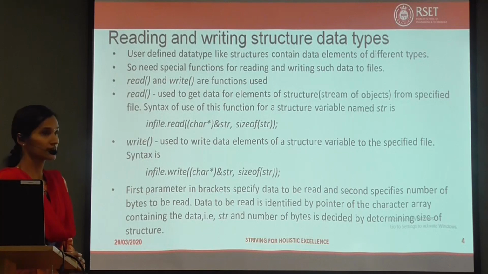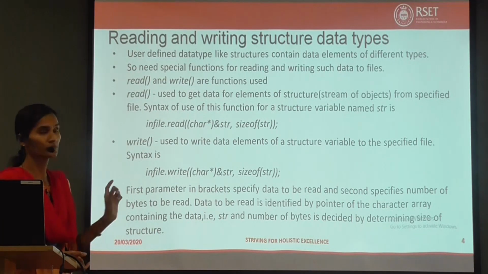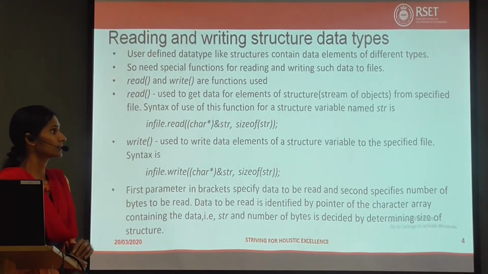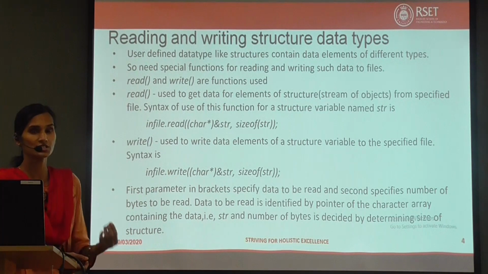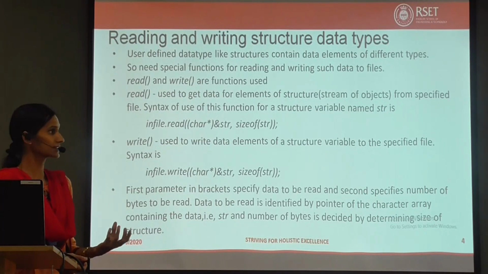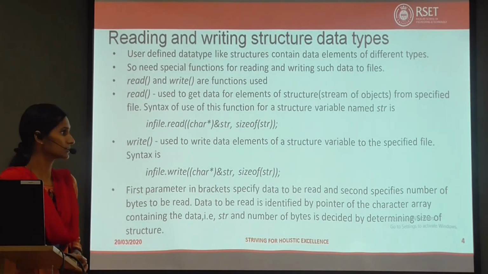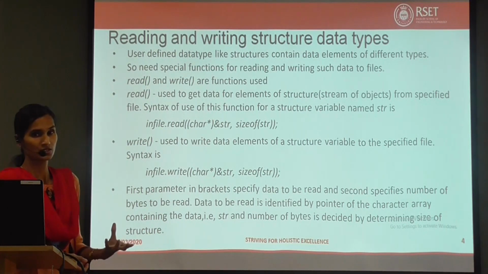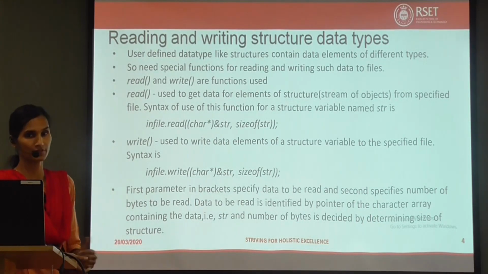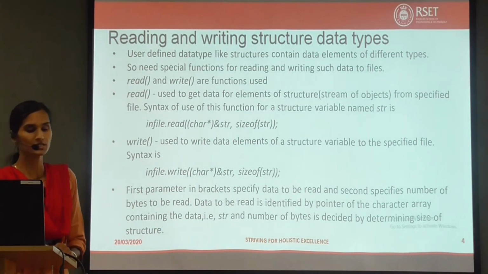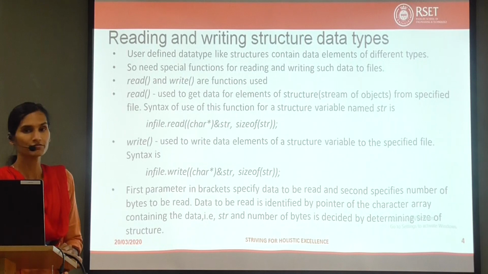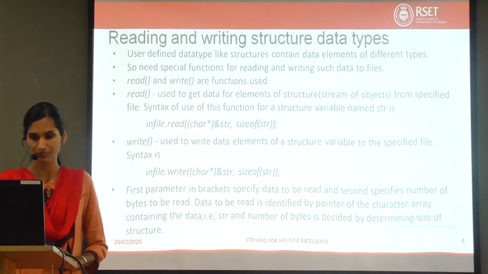So char star and ampersand str, the first argument inside the parenthesis of infile.read, stands for the pointer which points to which structure has to be written or read into my file. And the second argument inside the parenthesis, sizeof str, decides the number of bytes which will be required to write the entire structure into a file. So these are the two parameters which you find inside the brackets of infile.read and infile.write.